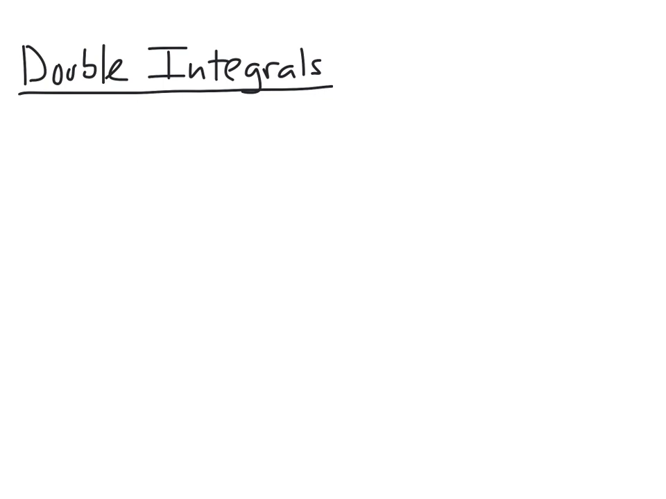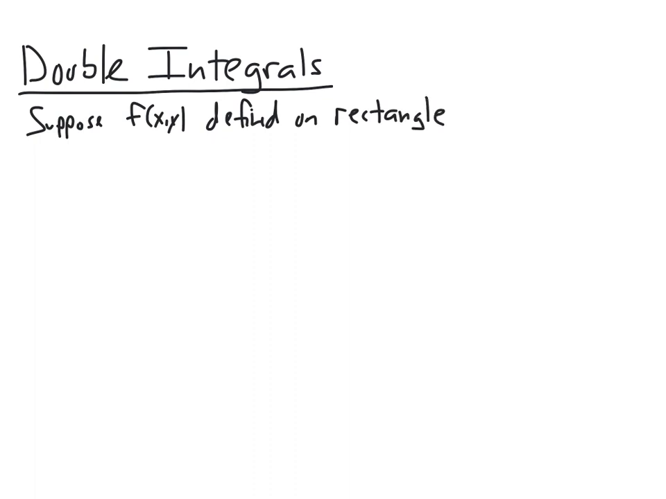We're going to do the same thing here for multivariable functions, except instead of computing area under a curve, we're going to compute the volume under a surface. To get started, let's suppose my function f of x y is defined on a rectangle. Eventually we will do general regions, but we're going to start with rectangles. The rectangle is given by x ranging from a to b and y ranging from c to d.